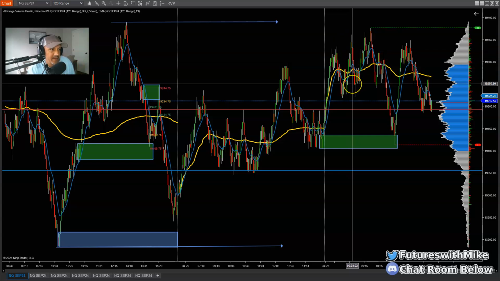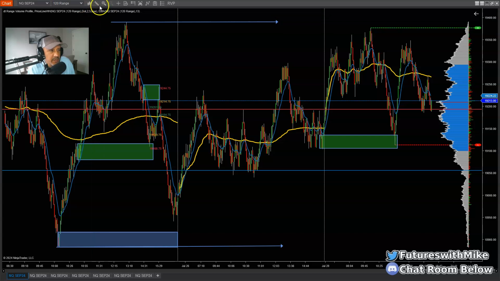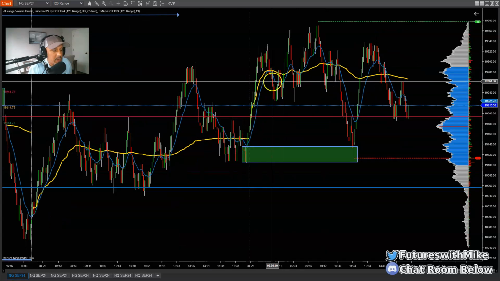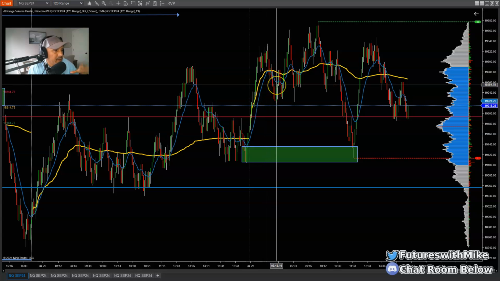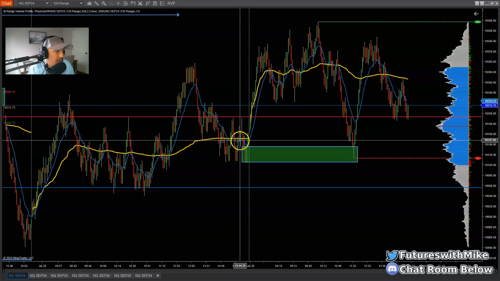Then it pulled back. Okay, it pulled back here. This is on my 120 range chart. Now there was a demand area resting right here, as you can see. And to anyone currently watching that's part of our channel already, the community, that blue squiggly line there, just disregard it. I was just testing something. But that yellow line is the VWAP, all right?